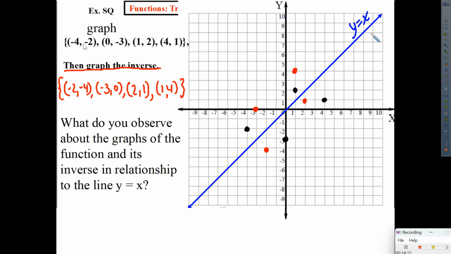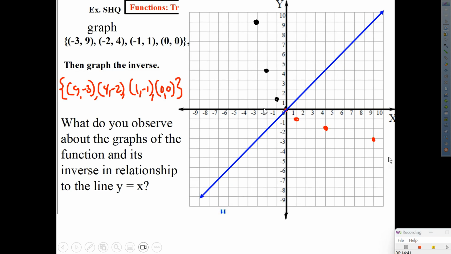In regards to graphing, here's the relation: -4, 2, 0, -3, 1, 2, 4, 1. To make it the inverse, what do we do to each of these values? You flip them. So now we have -2, 4, -3, 0, and so on. That's why the black points reflect to the red points using y = x.